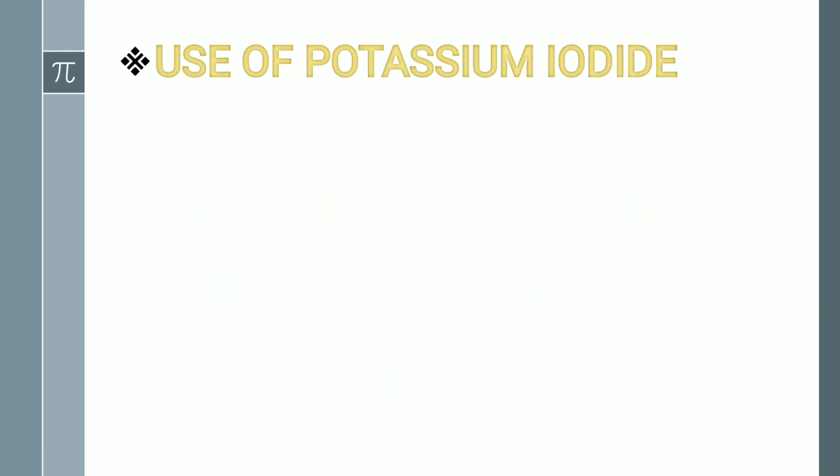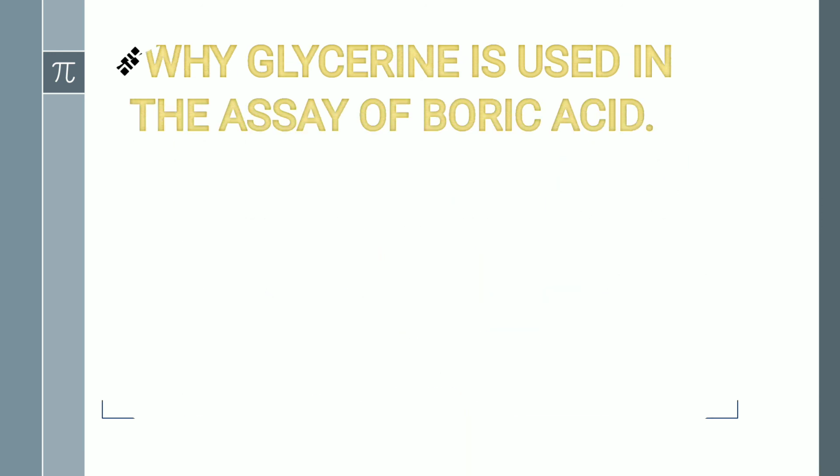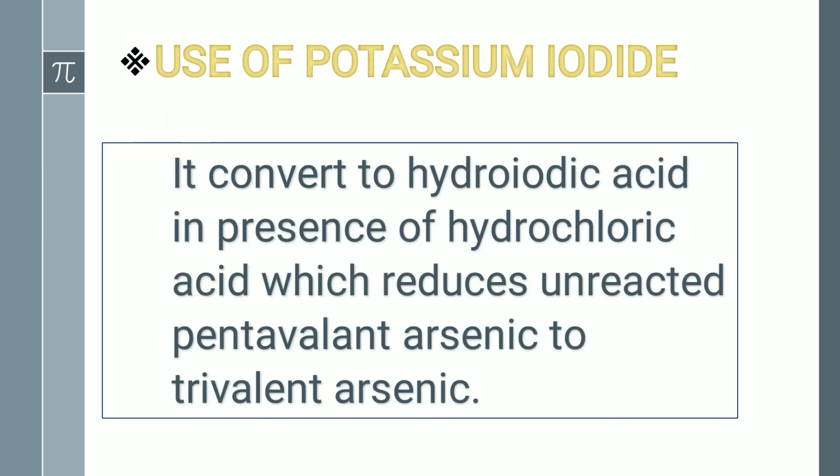Next reagent is potassium iodide. The potassium iodide converts to hydroiodic acid in the presence of hydrochloric acid, which reduces unreacted pentavalent arsenic to trivalent arsenic. So the potassium iodide converts pentavalent arsenic to trivalent arsenic.